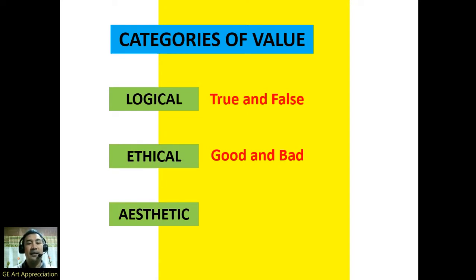Let's proceed to aesthetics. Aesthetics, of course, is the study of art and beauty. So again, you can question the value of a certain art, whether this art is beautiful or whether this art is ugly. So those are the categories of value: logical, ethical, and aesthetics.